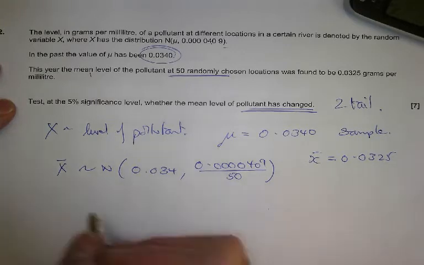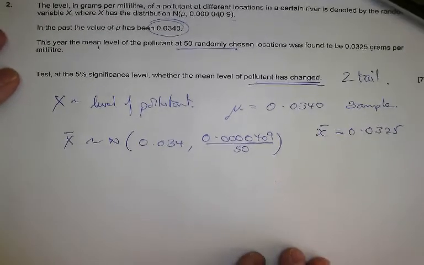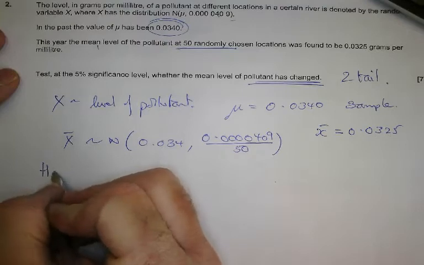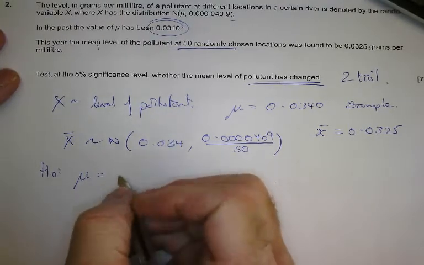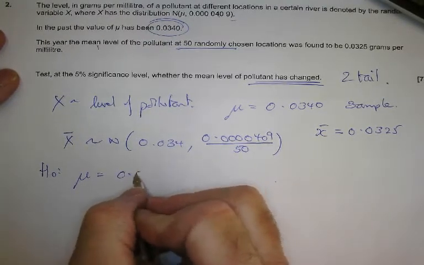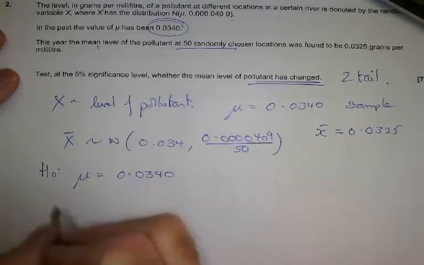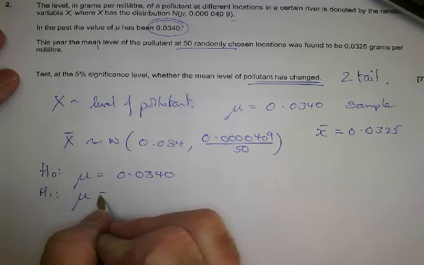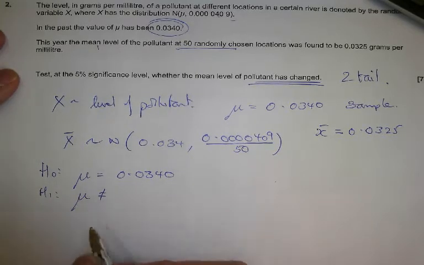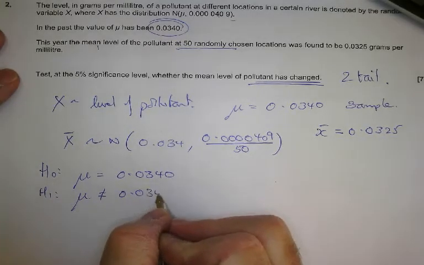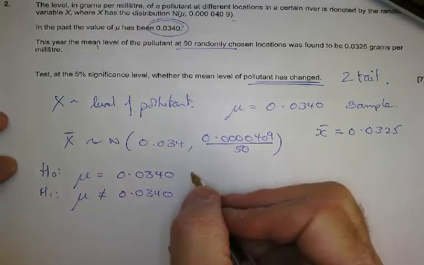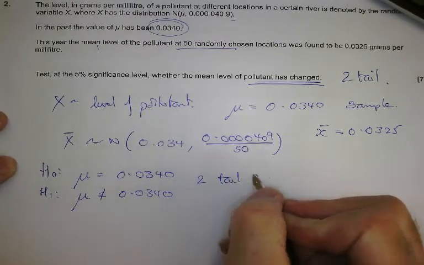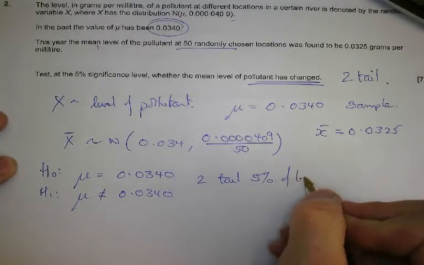So what I need to do is two-tail, so I need to set it up. As always, H0 stays the same, so the mean hasn't changed. And the alternative hypothesis is that there is a change, and it's two-tail, meaning that it's two options at the 5% level of significance.